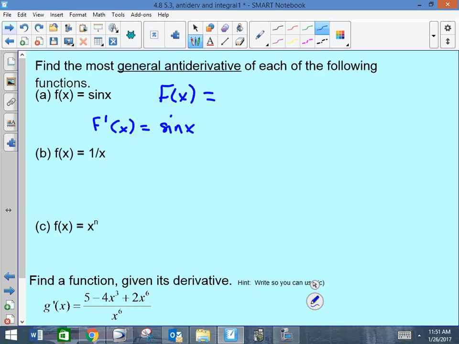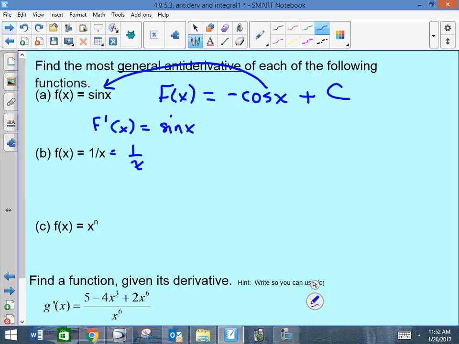Negative cosine x would take care of it, because if we take the derivative of the cosine, we get negative sine, and that would cancel it out. Don't forget, plus c. Okay? Again, like I said earlier, you could do most of these easy little derivatives in your sleep right now. So don't forget to check that the derivative of that is that. If it's not, then you don't have the right antiderivative.